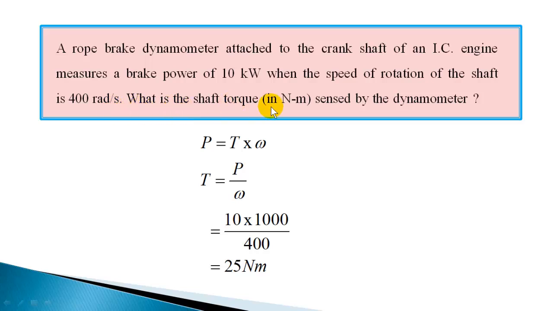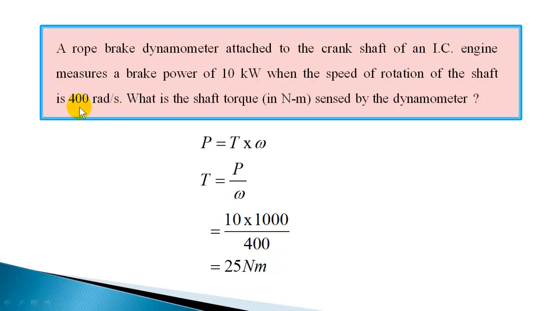What is the shaft torque in Newton meter sensed by the dynamometer? We know the power is given by torque into angular velocity, or torque is power divided by angular velocity. Power transmitted is 10 kilowatt, or 10 into 1000 watts, that is Newton meter per second. So we have converted the power transmitted from kilowatt to watts, and it is to be divided by the angular velocity, which is directly given.